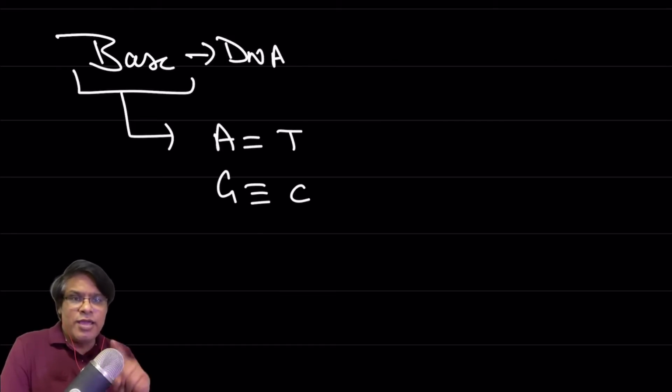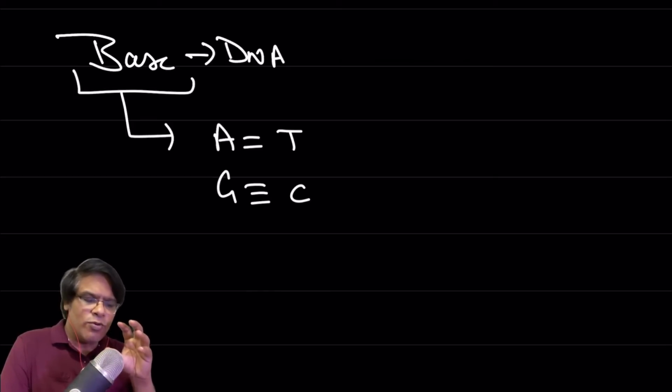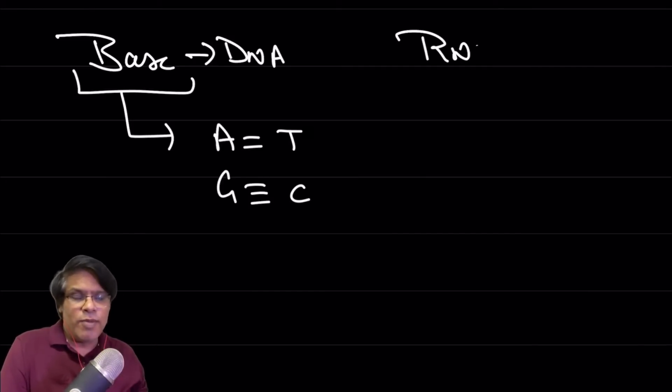Now if you see the base composition within DNA, hopefully you remember the structure of DNA. A pairs with T, adenine pairs with thymine, and guanine pairs with cytosine via hydrogen bonds. Between adenine and thymine, you have 2 hydrogen bonds. Between guanine and cytosine, you have 3 hydrogen bonds. So in DNA, generally the bases are adenine, thymine, guanine, cytosine. Adenine and guanine are purines. Thymine and cytosine are pyrimidines.